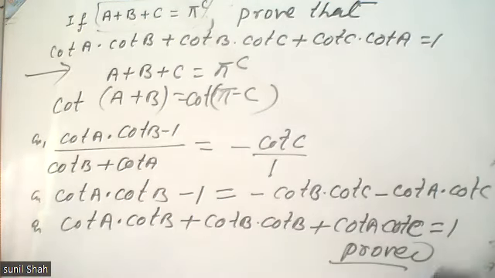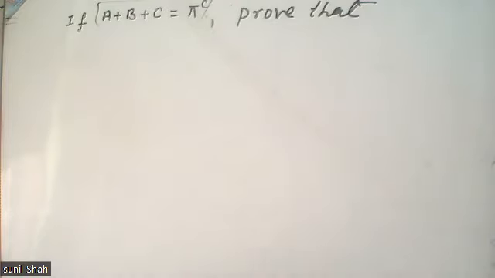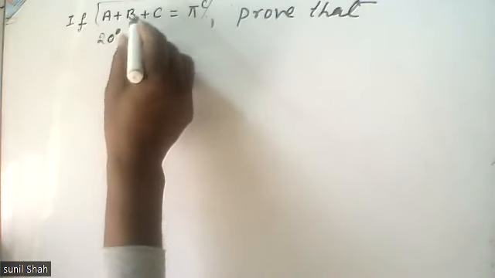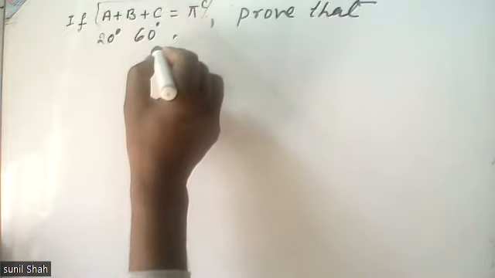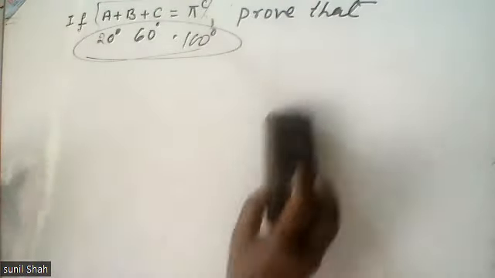Next. If A plus B plus C is equal to pi, the next one is, or in place of A, B, C, suppose this A is 20 degree, this B is 60 degree, and then 20 plus 60 is 80, and this C is 100 degree. In this case also, we use the same method, same process. Here we have one example related to this.